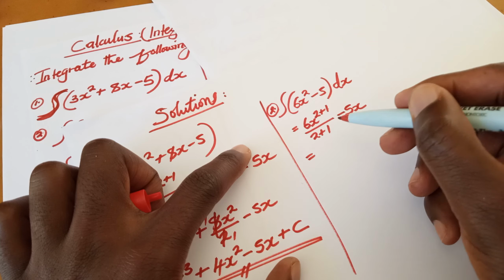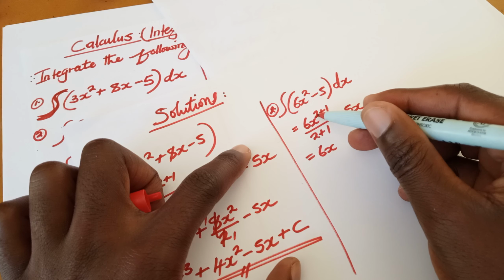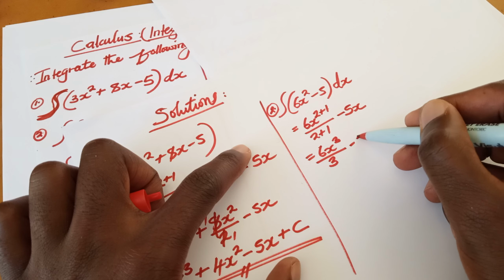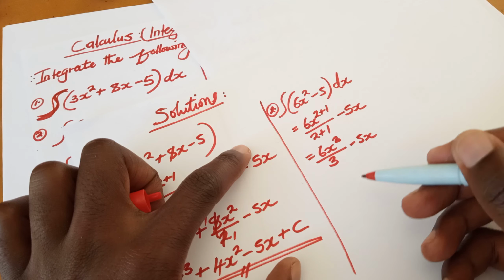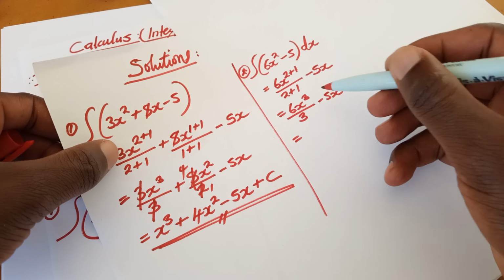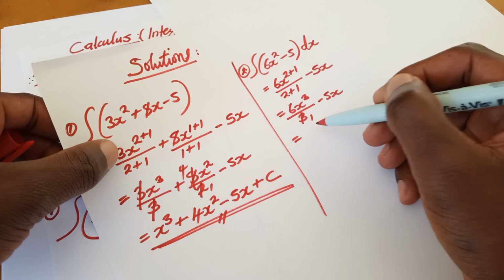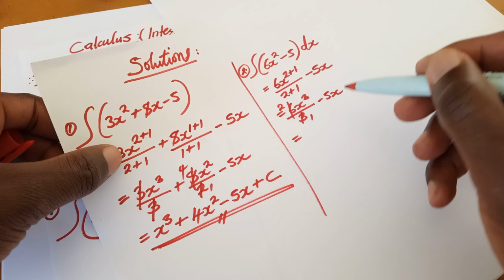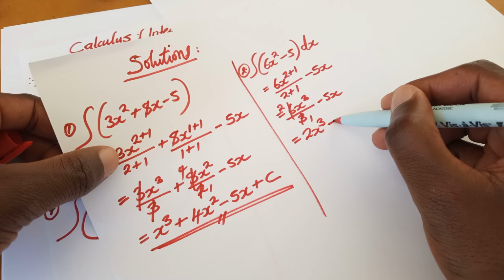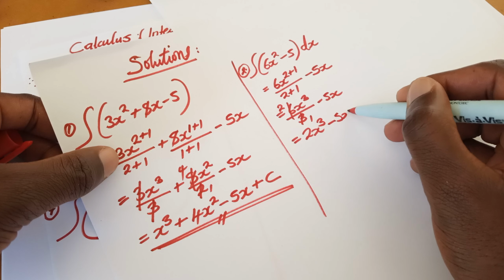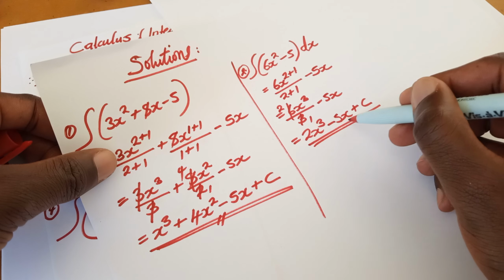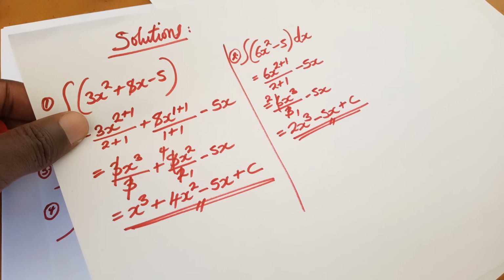So 6x, 2 plus 1 gives us 3 over 2 plus 1, also at the bottom there is 3, minus 5x. When you reach this point, you simplify. 3 can go in 6. 3 in 3 is 1, 3 in 6 is 2. So we remain with 2x to the power of 3 minus 5x. This is your final answer, then you add the plus c, which is the constant. I hope that you are following.